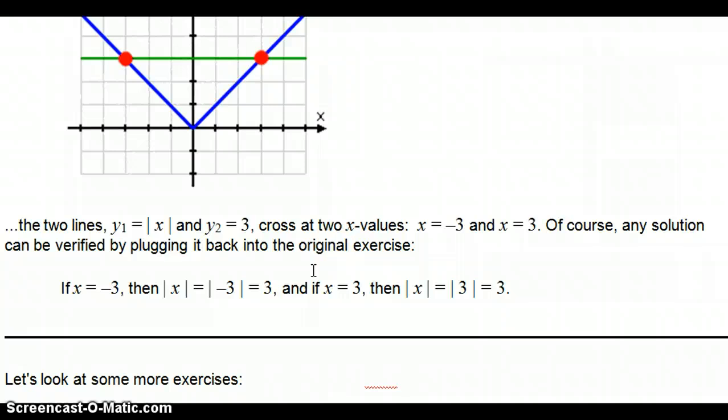Okay, all of these just verify what we just did. If x equals negative 3, then absolute value of x equals absolute value of negative 3, since we just plugged that in here, which equals 3. Remember, absolute value of the negative means do the opposite, which gives us positive 3. Then, if absolute value of x equals absolute value of 3, if x equals 3, we still get 3.